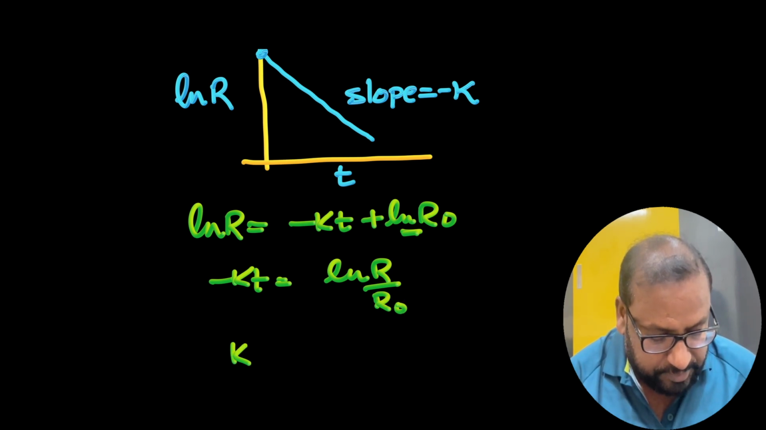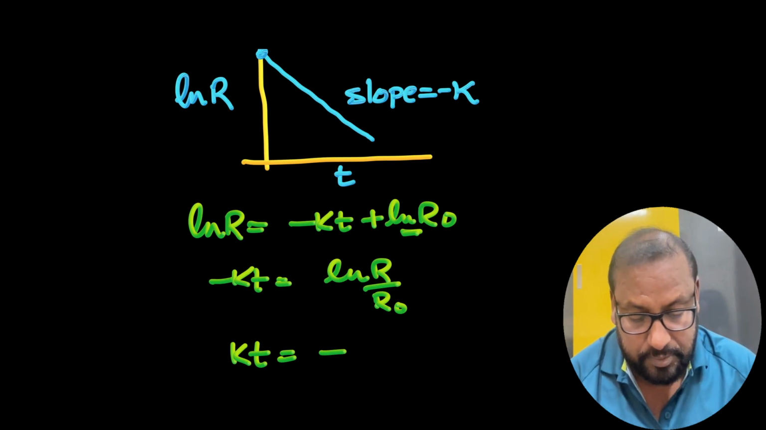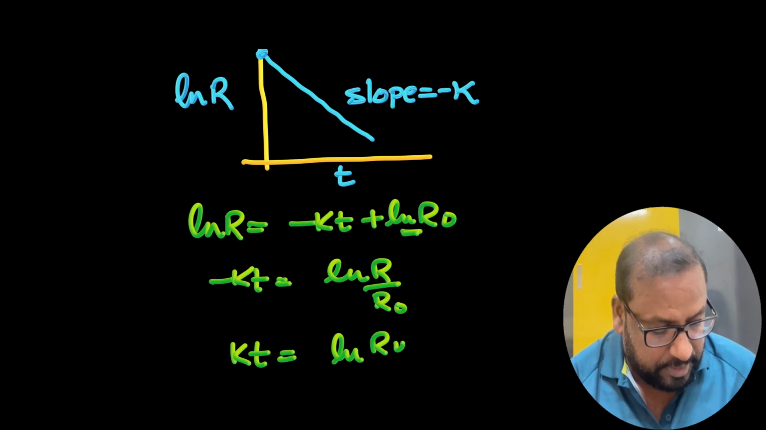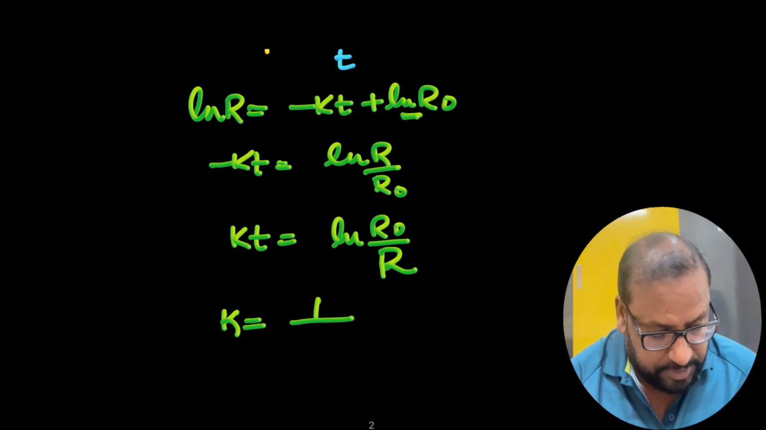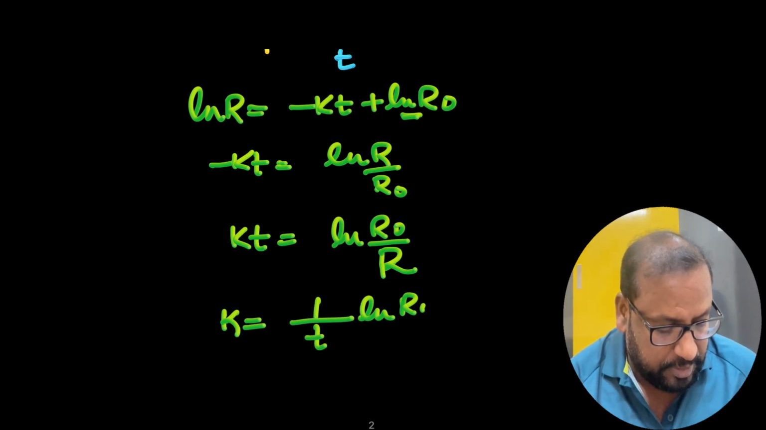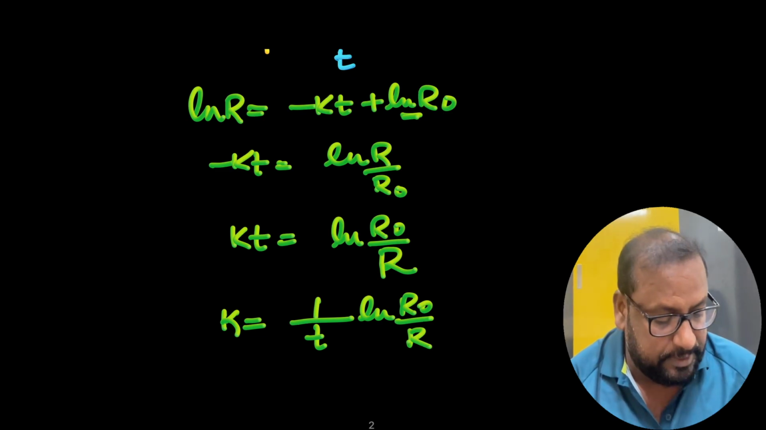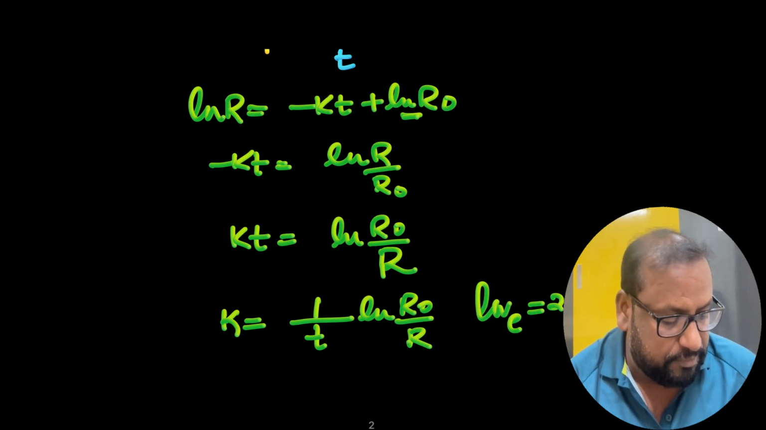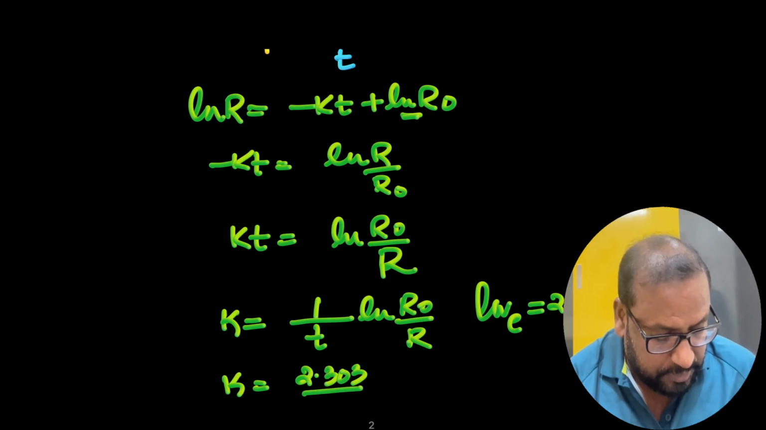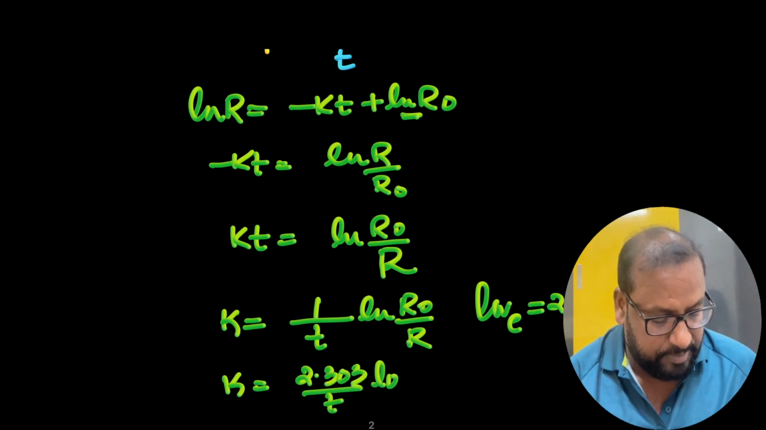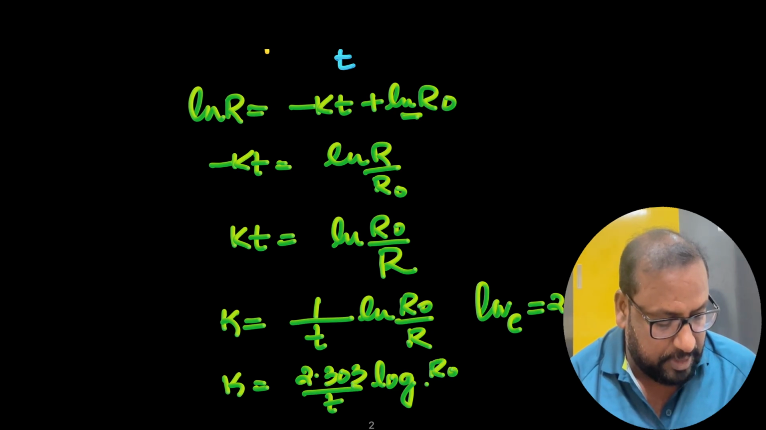If I multiply by a negative sign on both sides, I'll get ln R0 by R. Okay, so I open this one: k equals 1 by t times ln R0 by R, and we know that ln, log base e, is equal to 2.303 log base 10. So if I substitute here, k equals 2.303 over t multiplied by log base 10 of R0 by R.